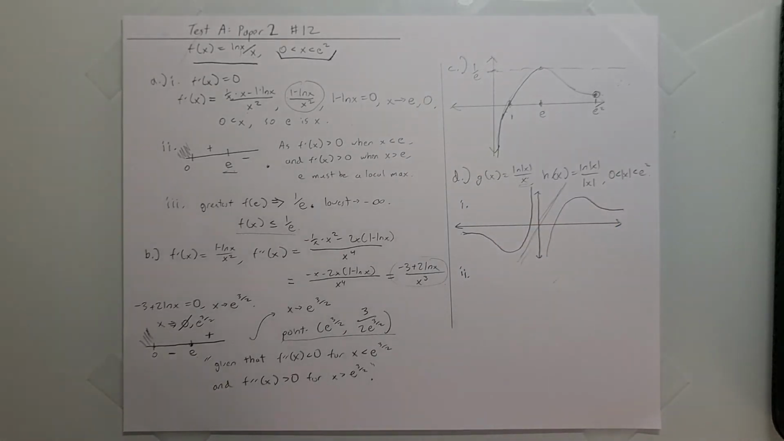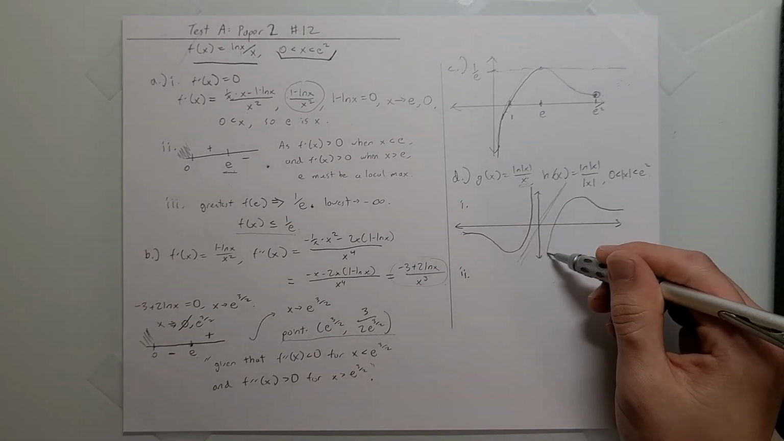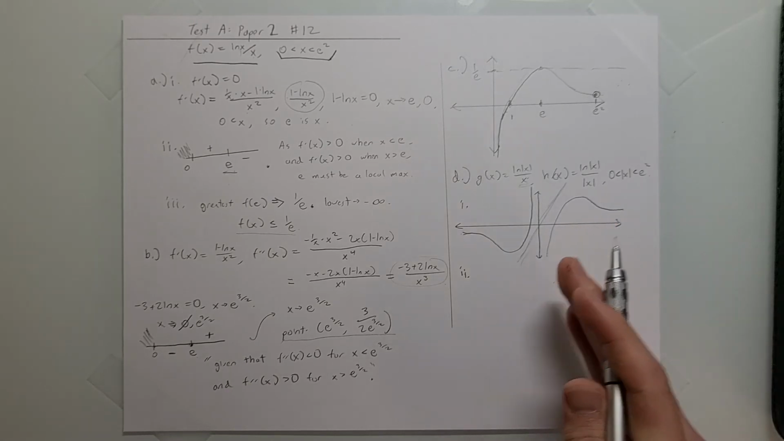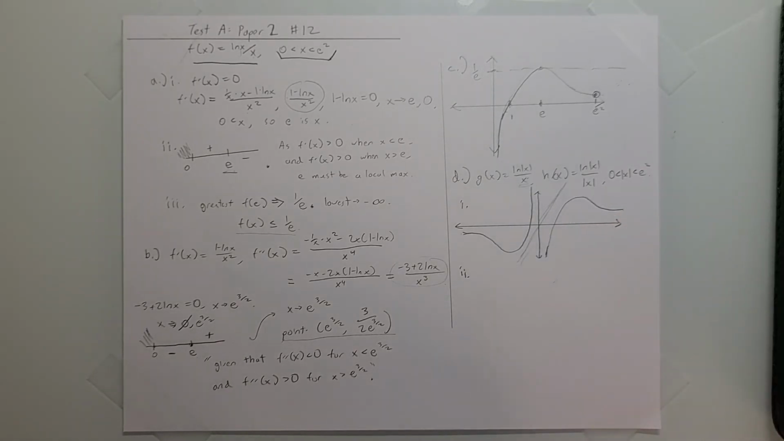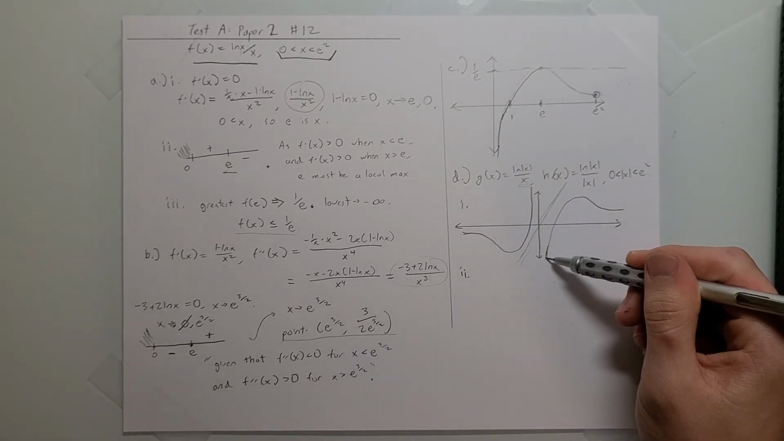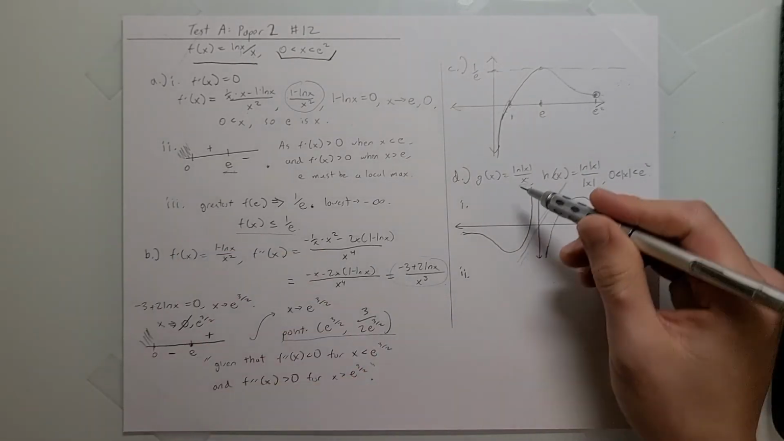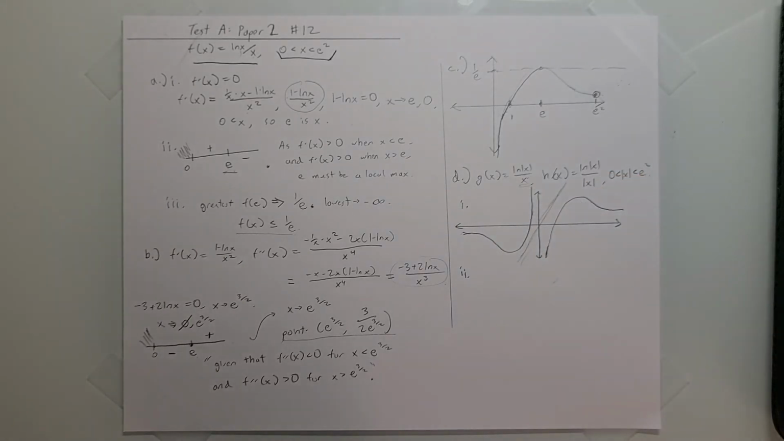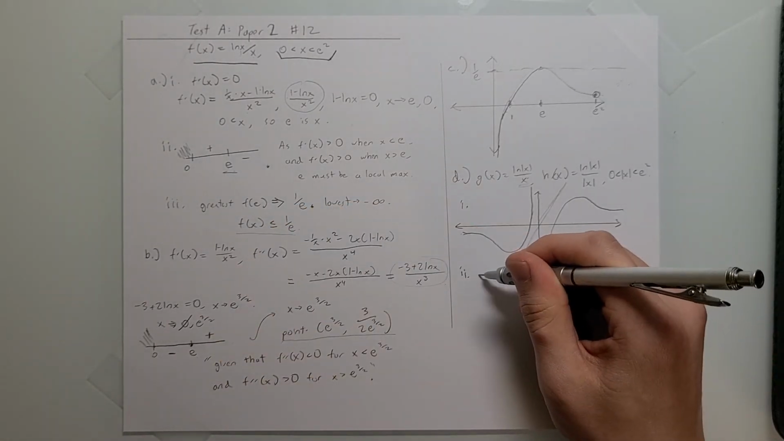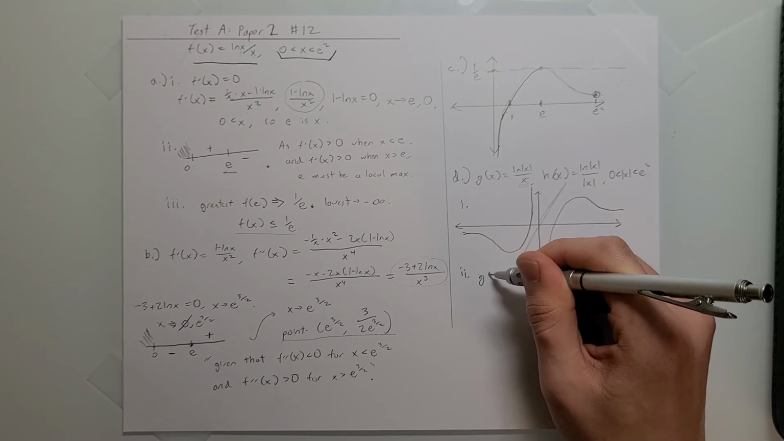And next, the question wants us to find the range of g. Well, what would be the range of g? Just looking at this graph, we see that when x is positive, it goes infinitely close to negative infinity, right? As it gets closer to 0. But if you reflect that and it does the same thing for positive infinity, well, you know that this graph is going to cover every single possible value from negative infinity to infinity. So it's just going to be all real numbers.